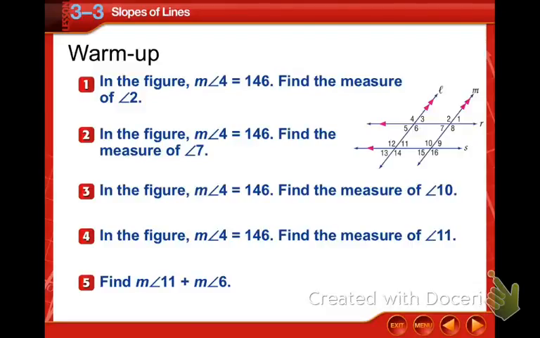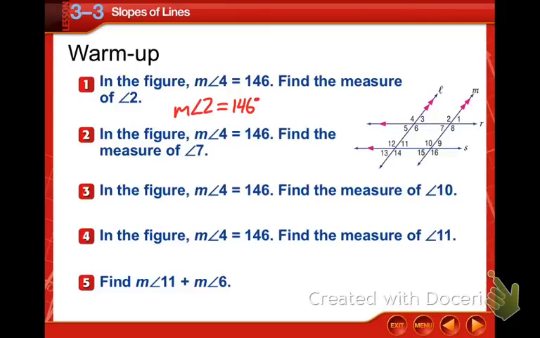Alright, so now we're looking at slopes of lines and equations of lines for today. So here we have our warm-up, covering what we did last time. We need to find the measure of angle 2. Angle 4 is 146. Angle 2 is a corresponding angle to angle 4, so that means that the measure of angle 2 is also 146.